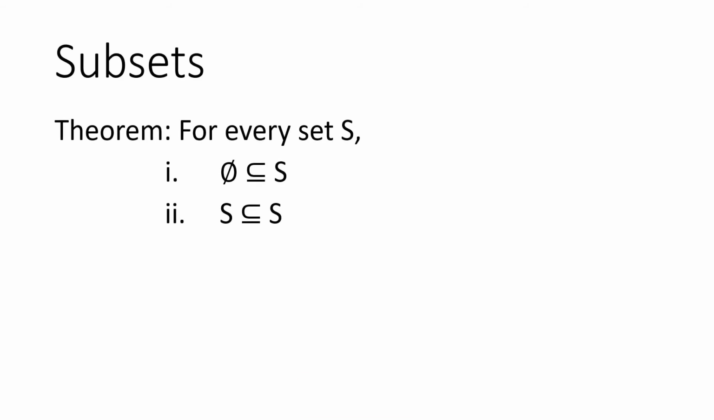So this theorem shows that every non-empty set S is guaranteed to have at least two subsets, the empty set and the set S itself. That is, an empty set is a subset of S, and the set S is a subset of itself.